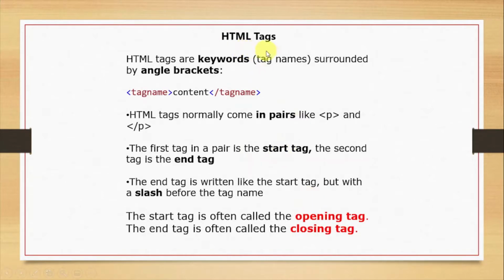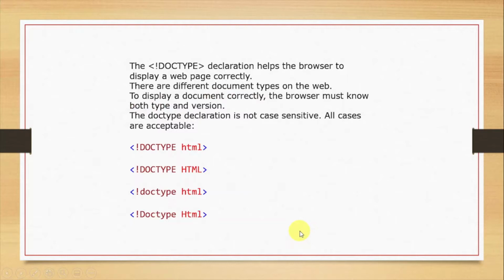Okay, so HTML tags. HTML tags are keywords, tag names surrounded by angle brackets, just as we have here. HTML tags normally come in pairs, like P and slash P. The first tag in a pair is the start tag, and the second tag is the end tag. The start tag is often called the opening tag, and the end tag is called the closing tag.